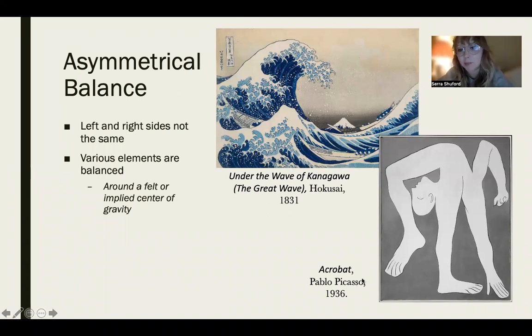And then this piece by Pablo Picasso, Acrobat, is not symmetrically balanced, but if we drew a line just straight down the middle, the positive and negative space of this figure are pretty well balanced, actually. It doesn't feel like it's too heavy on one side or the other.